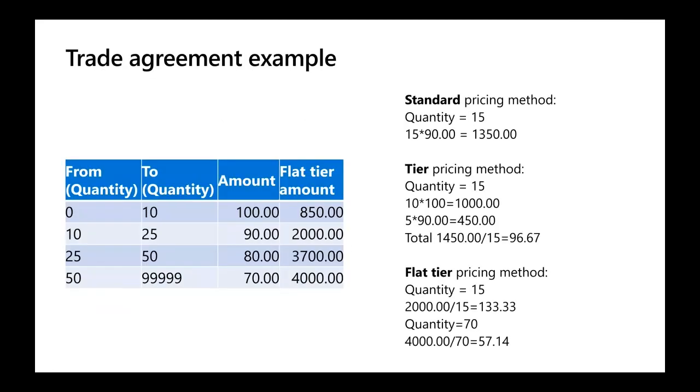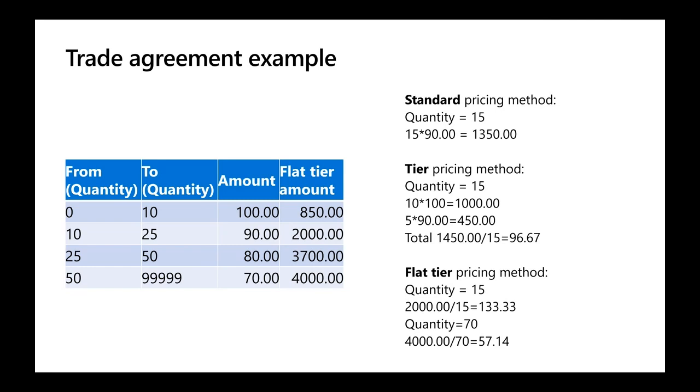This is just an example of the trade agreement that you'll see in the demo a little bit later. Just wanted you to see what the trade agreement means. So basically there's a from and the to quantity, and these are the different tiers, or the price brackets is the word that I used before. So you can see that there's different amounts. So basically with standard pricing, it's cheaper the more you buy per item.